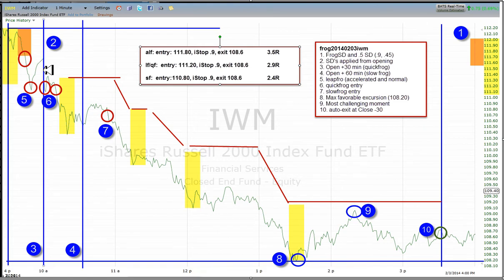30 minutes in, it sells off again, and this would be a quick frog entry. So this would be you either got the leapfrog entry here at 5 or the quick frog entry at 6, vicinity 111.20. If you didn't take that one because maybe when you were on your screen it was moving up, you end up getting this entry again at 111.20. So these are the leapfrog and quick frog entries.